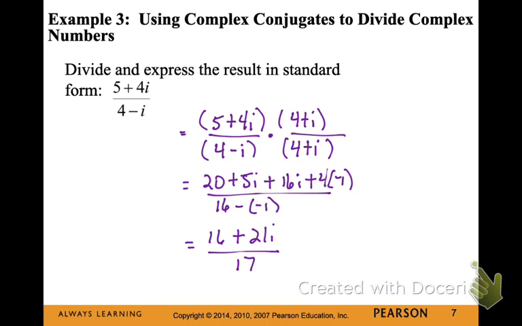Now I caught my mistake in the denominator. 4 times 4 is 16, and then my i terms will subtract out, and I get minus i squared, but that's the same thing as minus a negative 1, which is like adding 1. So now let's split this up so that we have it in standard form. We'll put the denominator under each of our numerator terms. So we can rewrite this in standard form as 16 over 17 plus 21i over 17.